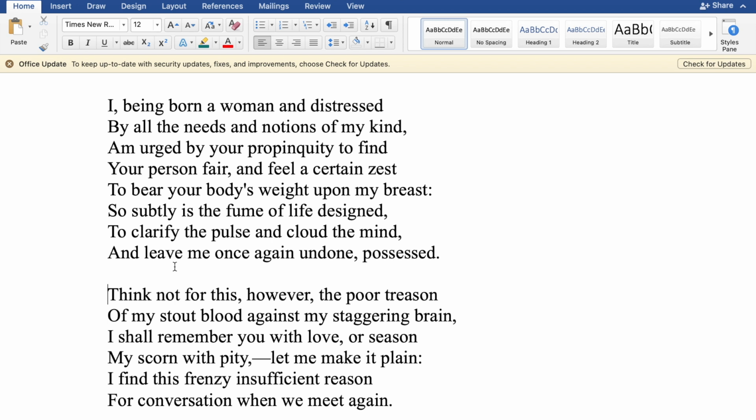Now, let's just make a quick analysis of the poem that I've just read, and we can break this down line by line. At the beginning of the poem, she's saying, basically, I'm a woman, and I suffer all the things that women have to suffer and put up with in life. But when you're around, I'm urged by your propinquity, a kind of antiquated word that means your proximity or your closeness, to find your person fair. Essentially, I think you're hot, and I feel a certain zest, a certain kind of lust, to bear your body's weight upon my breast. I think that's just such a daring line, published in 1923, just 3 years after women got the vote, or white women got the vote, I should clarify.